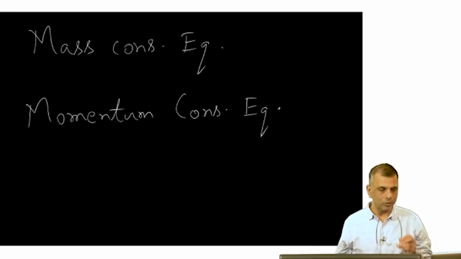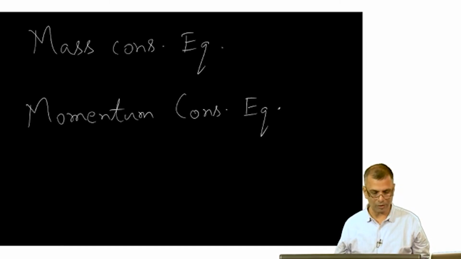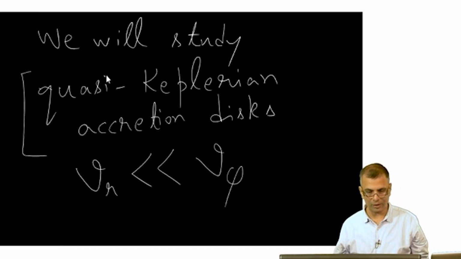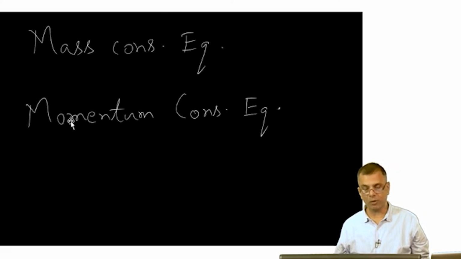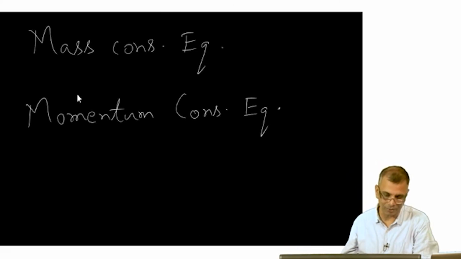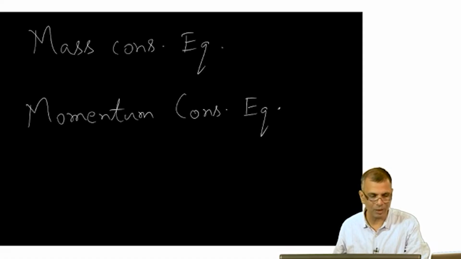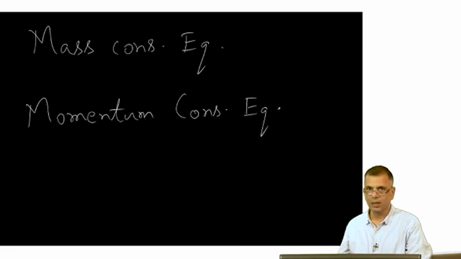So what we will be doing now is consider a quasi-Keplerian accretion disk of this kind, and consider the mass and momentum conservation equation. What else? There are only these two things. Try to figure out what the structure of such an accretion disk will look like. Now, before doing that, we have to do a little bit of geometry, and that is we are going to be talking about a thin accretion disk.